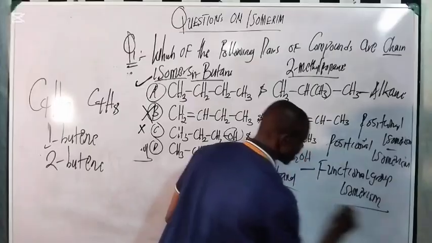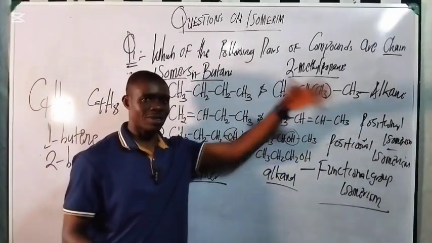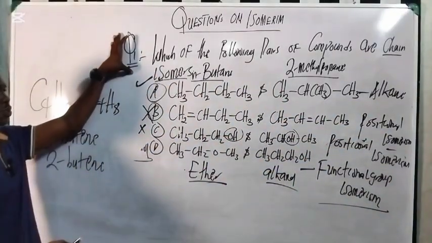Functional group what? Isomerism. That is the answer. The answer is what? Functional group isomerism. So we have done the first one here, right?